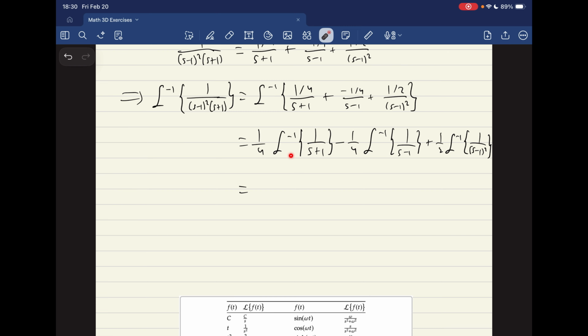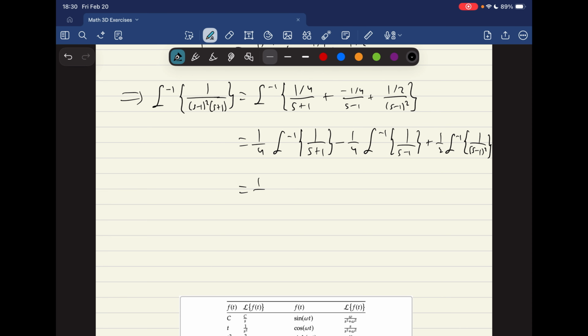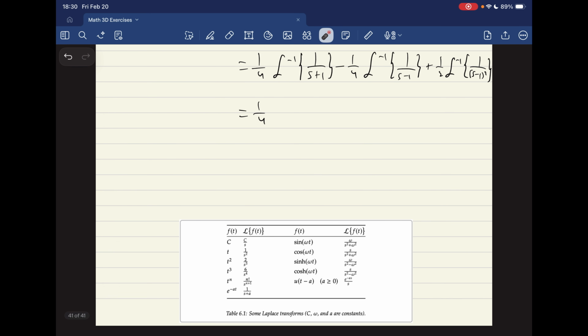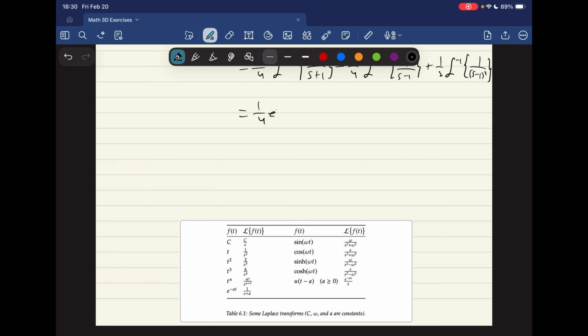Now the first two terms are easy. These actually correspond to entries in our table. Why is that the case? Well, let's start with the first term. It's 1 over s plus 1. And if we go to the table, we notice that it matches the form 1 over s plus a. Here in our case, a is equal to 1. So by just plugging in a equals 1, we find that this inverse transform is e to the minus t. Or if you want to be super careful, you could write it as e to the negative 1 times t.